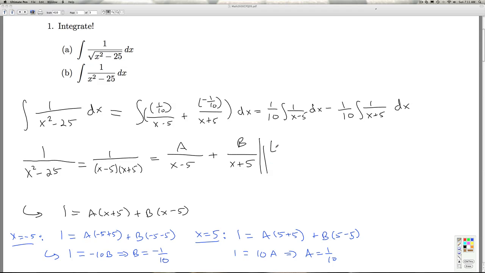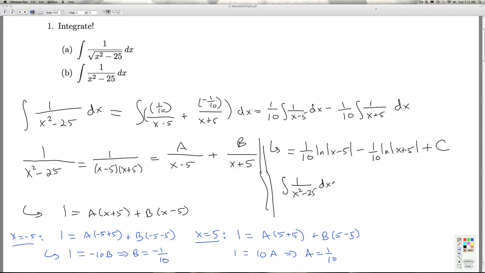So this is equal to 1/10 natural log absolute value x minus 5 minus 1/10 natural log absolute value x plus 5 plus c. And if you wanted to, you could use log properties to get our final answer. The integral of 1 over x squared minus 25 dx is 1/10 natural log absolute value x minus 5 over x plus 5 plus c. So that'll do it for part B.